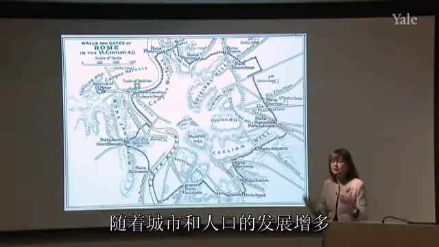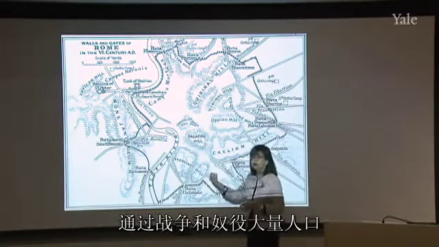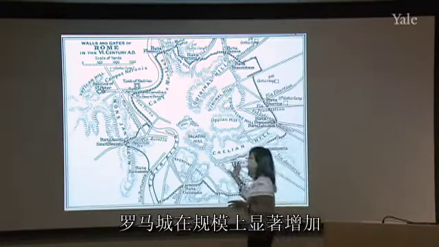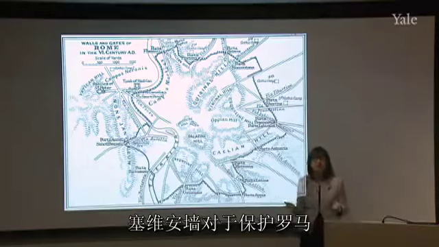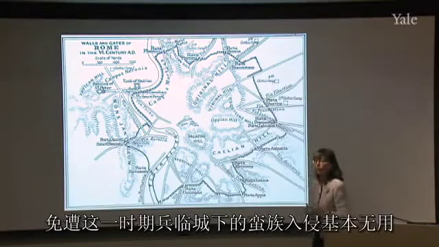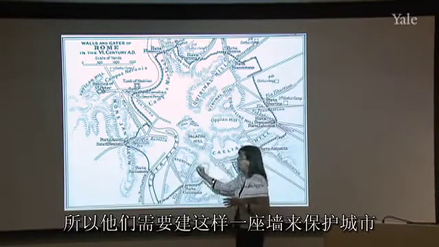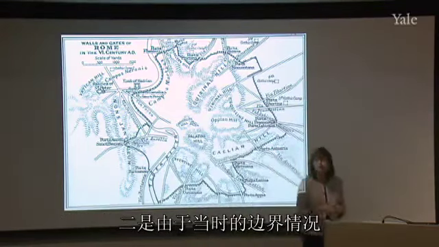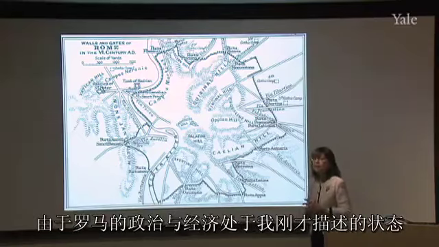As the city grew, as the population grew, as more people were brought back to Rome through the various wars and through the enslavement of large numbers of people, the city grew significantly in size. And so by the 3rd century, the Servian wall was essentially useless to protect Rome from those barbarians that were literally at the gates at this particular point in Roman history. So they needed to build that wall to protect the city. But the other reason was because of what was going on on the frontiers, because Rome was more in danger than it had ever been before, because of the kind of political and economic situation in Rome that I've just described.